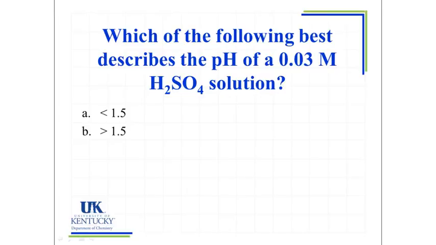Let's look at an example. Which of the following best describes the pH of a 0.03 molar H2SO4 solution? Will the pH be less than 1.5 or greater than 1.5?